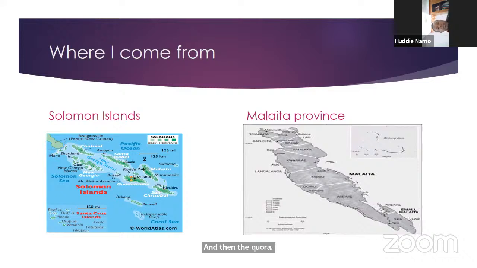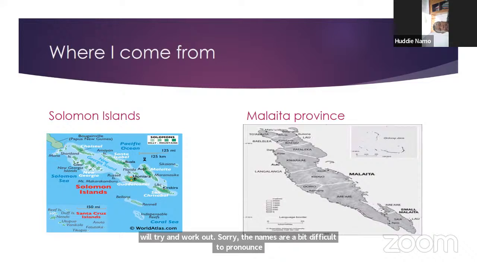Kwarai area is where my mother comes from, the same island of Malaita. That's the picture on your right. If you look at the names, you will try and work out. Sorry, the names are a bit difficult to pronounce. But Kwarai is K-W-A-R-A-K-A-E. That's Kwarai. That's the region where my mother comes from.